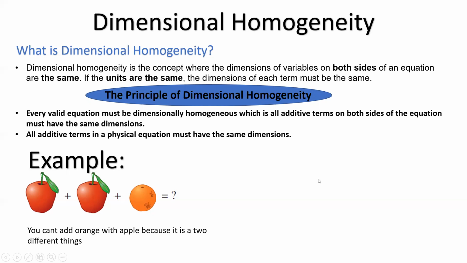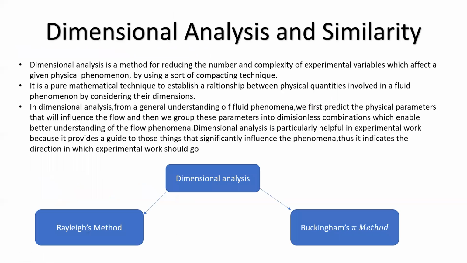For example, we can see right here there is 2 apples plus 2 oranges. We can see it is not possible because they are different fruits. So it is the same as what the principle of dimensional homogeneity tells us. You can't add oranges with apples because they are two different things. It is the same with what the principle of dimensional homogeneity tells us.